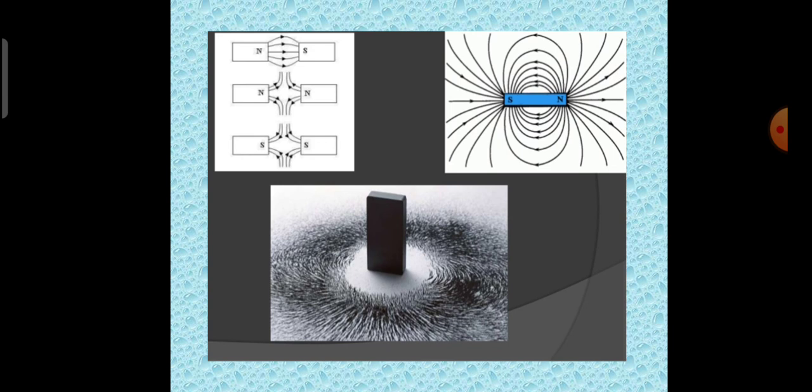Here also you can observe that between the two poles, north and south, there is attraction, and between the same poles there is repulsion. Both the arrows go in the same direction.